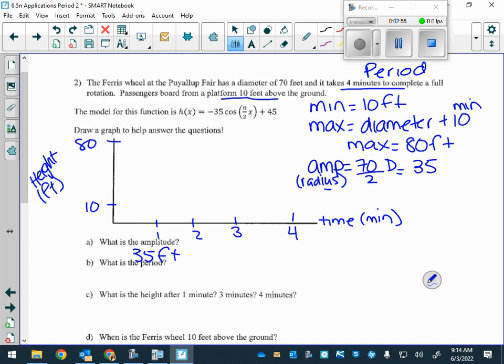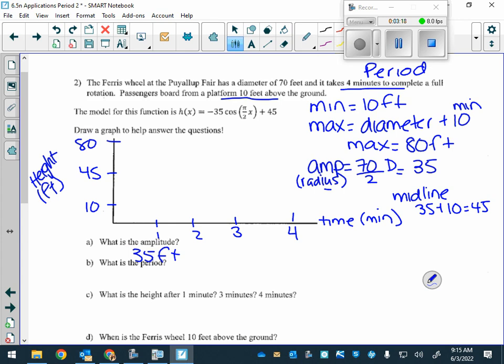So the midline, it's not the midline, God bless you. If we take 35 plus 10, 45 would be our midline. Okay? So our midline, 35 plus 10 is 45, or 80 minus 35.